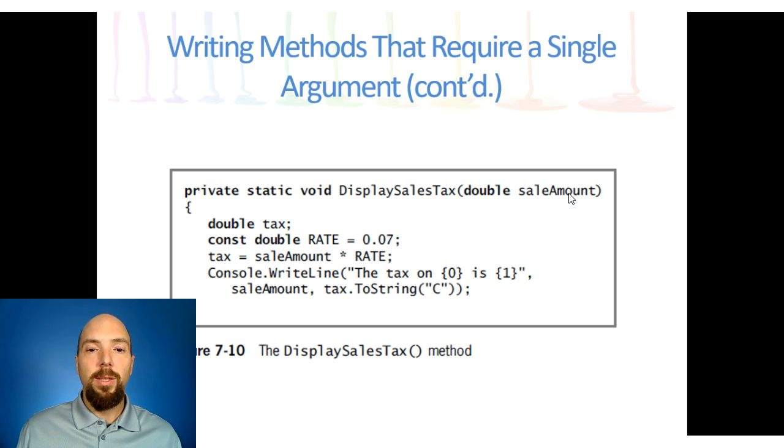So what we're going to do is we have some method that's going to call this thing and it's going to pass a value over. So let's say the sale amount was $10. Then we're going to pass 10 to it. It'll take the 10 and stick it into sale amount as a double data type. And this is the declaration for this particular variable.